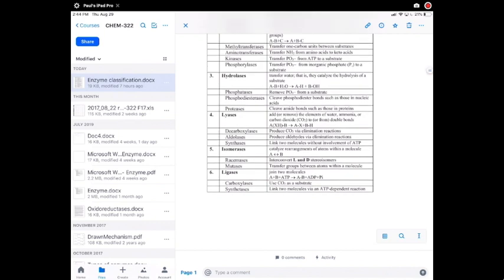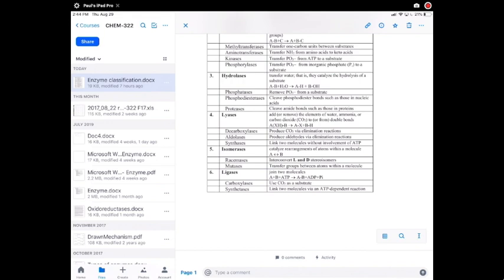Hydrolases are ones that add water to something and something is broken off. We saw that a phosphatase is a class of that. There's a phosphate on an entity. To break that phosphate off, I have to add water.